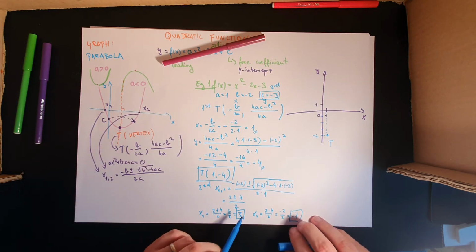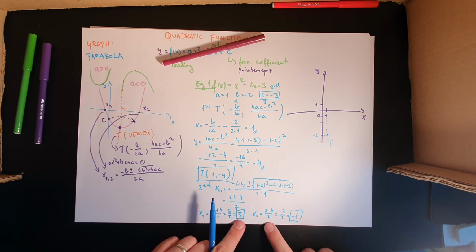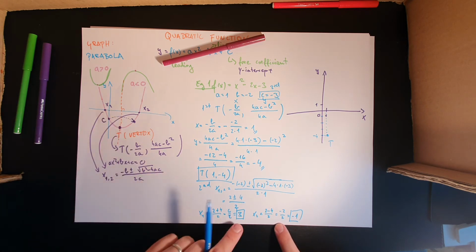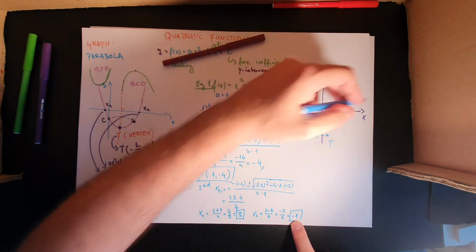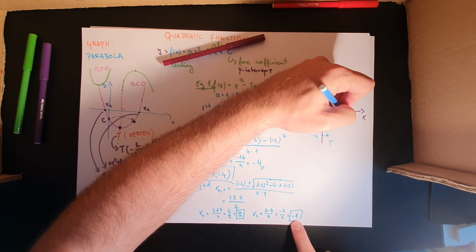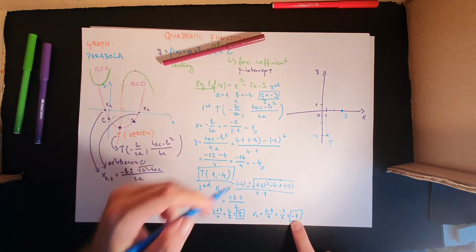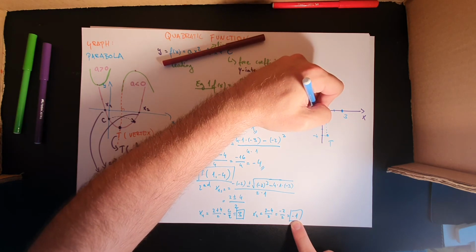Let's continue on with the intercepts, x and y. So, x-intercepts: 3 and minus 1. 3 is going to be 1, 2, 3. Here is the 3. And minus 1 is going to be here, minus 1.